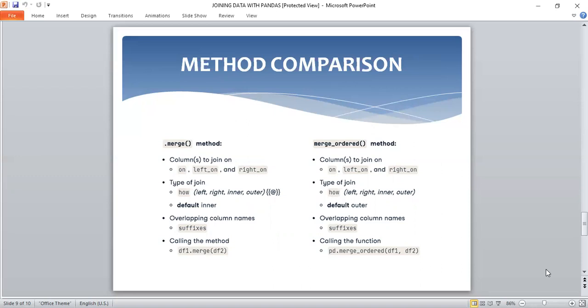The merge_ordered method: columns to join on, left_on and right_on. Type of join: left, right, inner, outer. Default outer, overlapping column names, suffixes, and calling the function.